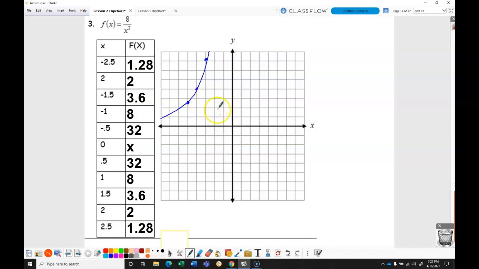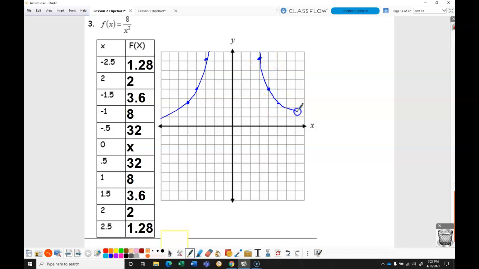It looks like it's stretching away from the origin. Let's see if it's also in quadrant 1. If I go over to 1 and 8, that won't fit. I go to 1.5, 1, 2, 3.6. Yeah, it looks like it's going to be in the first quadrant as well. I go 2 and then 2, and then 2.5 goes to 1.28.